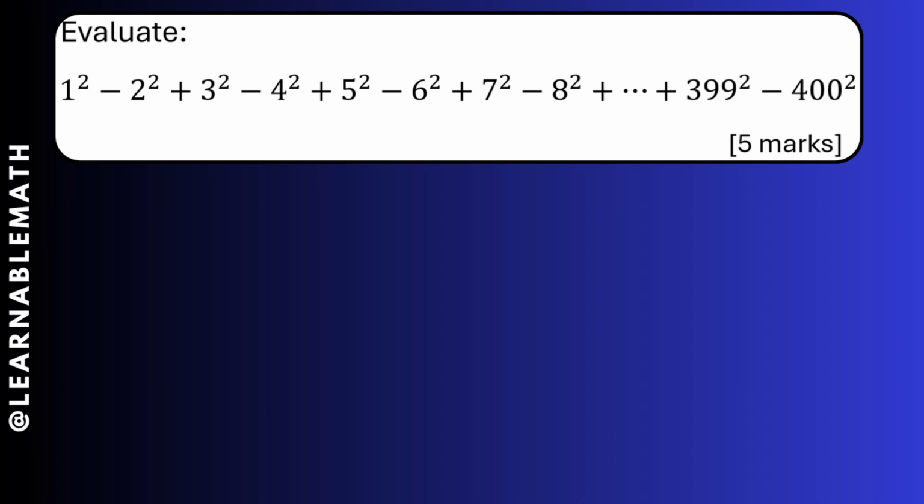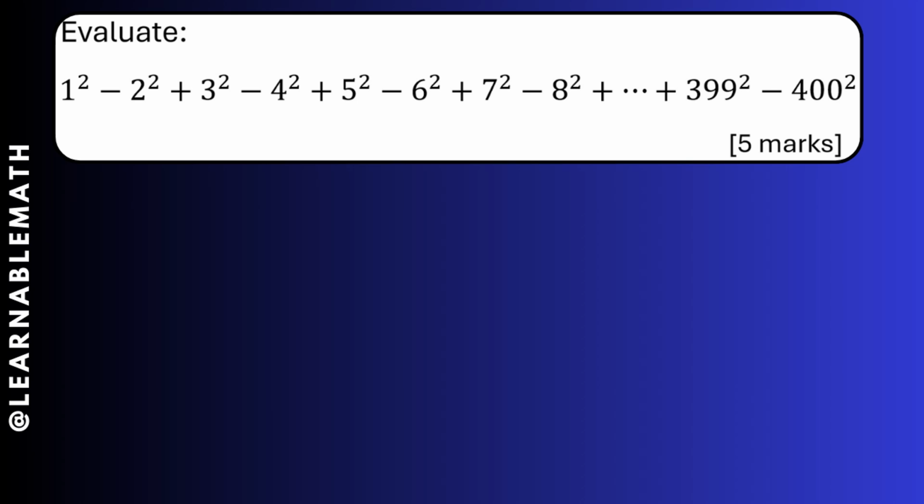Okay, so the question says evaluate 1 squared minus 2 squared plus 3 squared minus 4 squared plus 5 squared minus 6 squared plus 7 squared minus 8 squared. This is added up until 399 squared minus 400 squared. So you can see that we are adding a lot of values here, right? If you are to list this, you can't do it on a calculator, definitely.